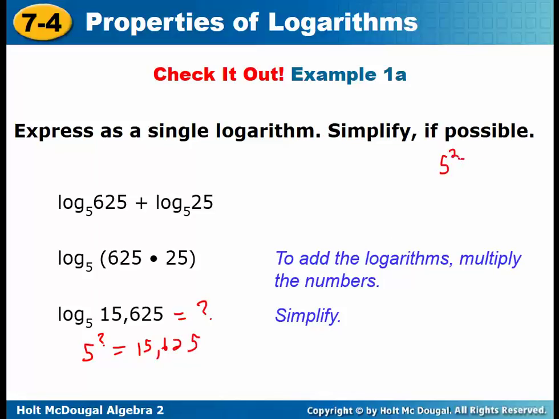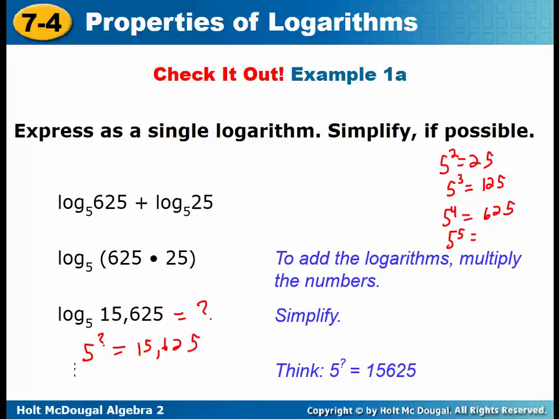I know that 5 squared is 25. I know that 5 cubed is 125. And I know that 5 to the fourth is 625, because 25 times 25 is 625. That's as much as I have memorized. So get your calculator and find out what 5 to the 5th is, and 5 to the 6th, and then you'll find that 5 to the 6th is 15,625. So the answer to this is 6.